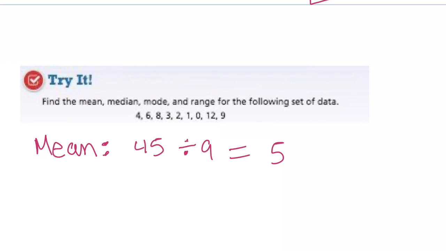So let's talk about our mode, what pops up the most. Let's see if any of our numbers repeat. It doesn't look like 4, 6, 8, 3, 2, 1, 0, 12, 9 repeat. None of those repeat, so there is no mode.